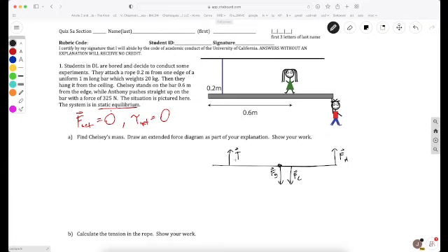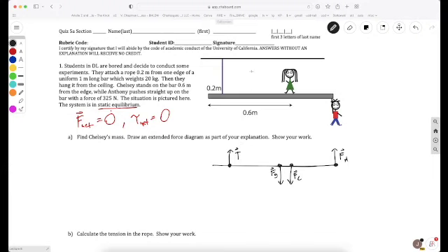And each one of these forces has some torque. So that's the point of us drawing this extended force diagram, is that we can identify the torques that each one produces. But before we do that, we have to identify the center of rotation, or the axis of rotation, or the pivot point, or whatever we want to call it. But where is the pivot point?